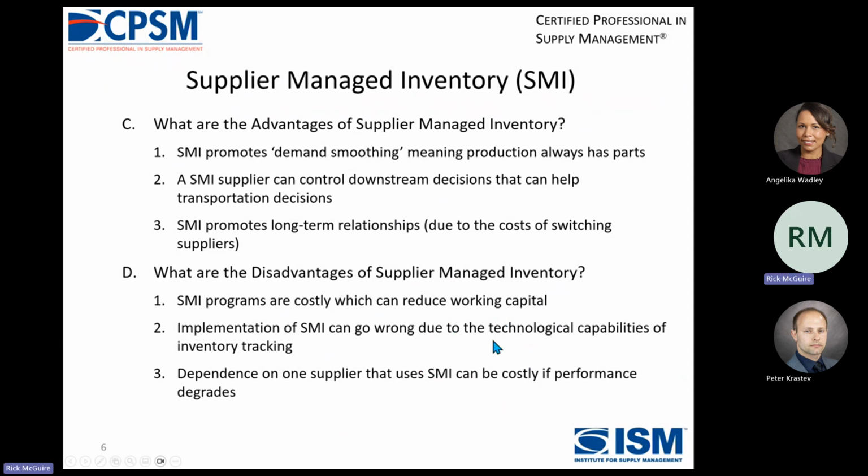It can go wrong due to technology capabilities. If you've got really sloppy inventory records, this is a problem. And dependence on one supplier that uses SMI can be costly if performance degrades. Also, you don't really know what kind of deal you're getting after 3 or 4 years.